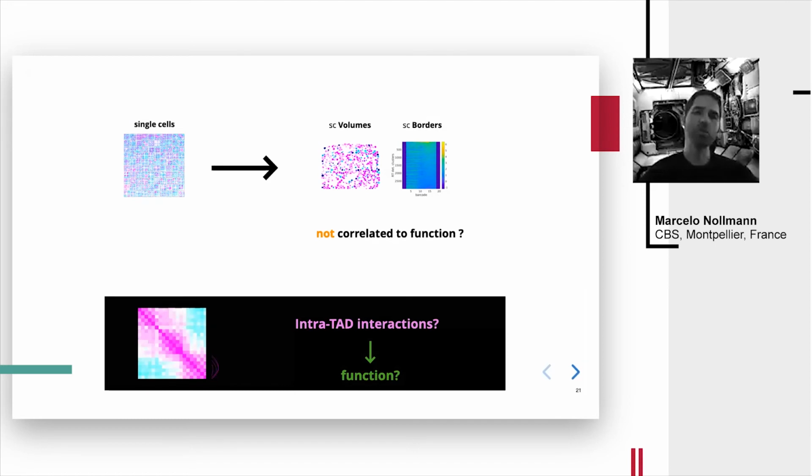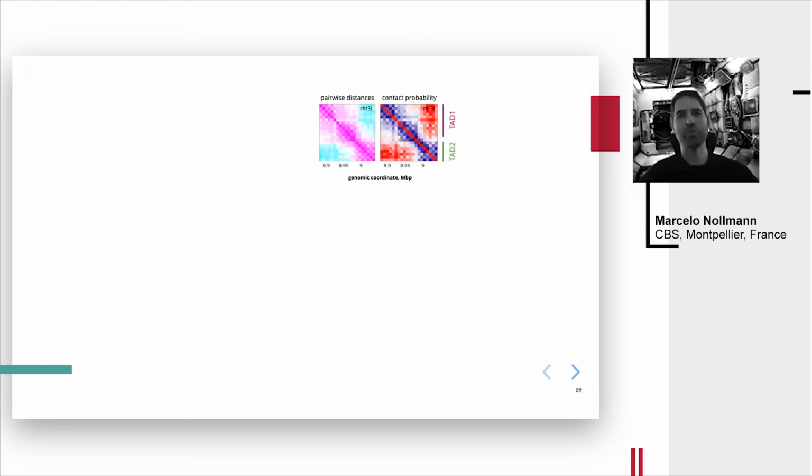And so, of course, we wondered, maybe the information that is important is in the specific interactions between functional elements within TATs, so intra-TAT interactions. And so to start looking into this, what we did first is to go back to our contact matrices that you've seen now several times, TAT number 2 and TAT number 1.